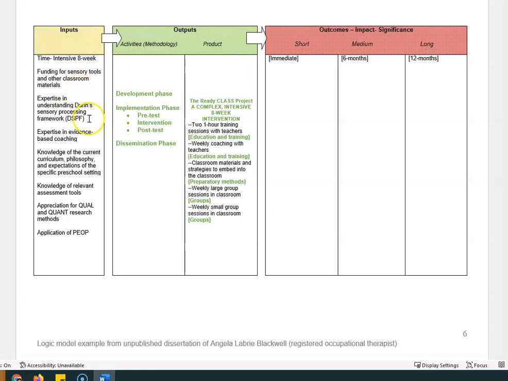I needed expertise in Dunn's sensory processing framework. I needed expertise in evidence-based coaching. I needed knowledge of the curriculum, philosophy, and expectations of the preschool classroom, the specific preschool that I was working in. I needed knowledge of relevant assessment tools for the pre- and post-test phase. I needed an appreciation for qualitative and quantitative research methods, and I needed an understanding of how to apply PEOP.